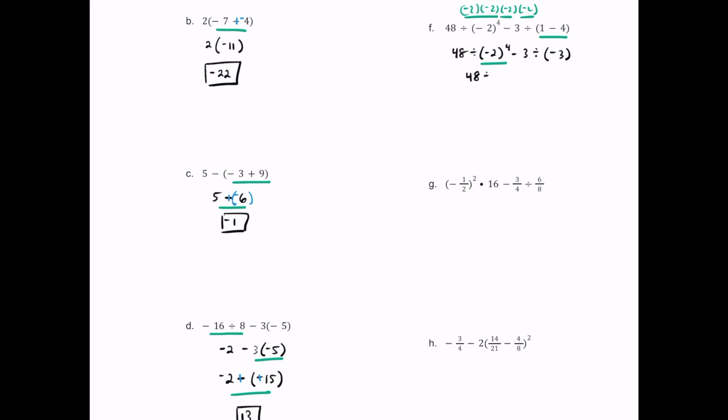So 48 divided by 16 minus 3 divided by negative 3. All right, we took care of the parentheses. We took care of the exponents. We have 2 division problems, and if they match, that's great. We can do them both at the same time. 48 divided by 16 is 3, and then 3 divided by negative 3. Well, 3 divided by 3 is 1, and it's the opposite of that, so it's 3 minus a negative 1. And then if we keep change flip here, 3 minus negative 1 or 3 plus 1 is the same thing as 4. That's letter F.